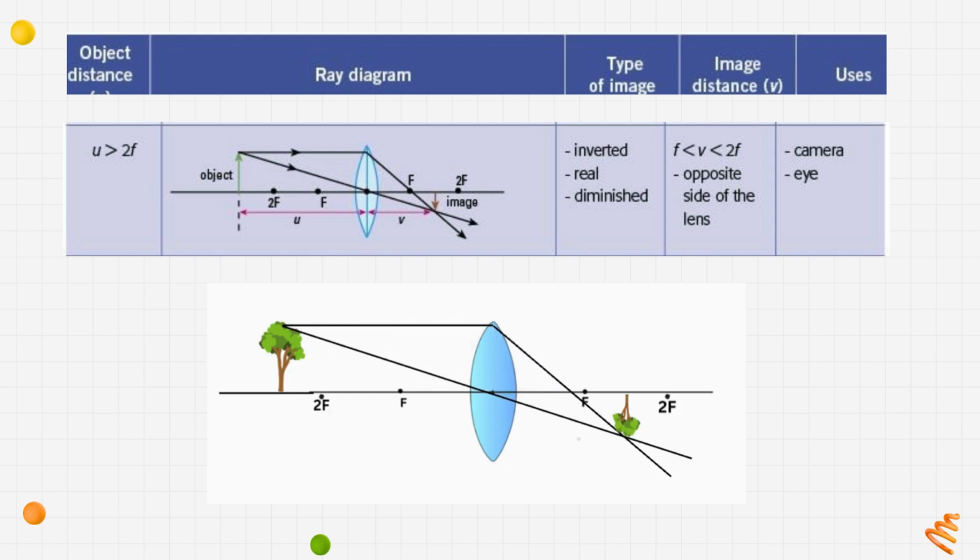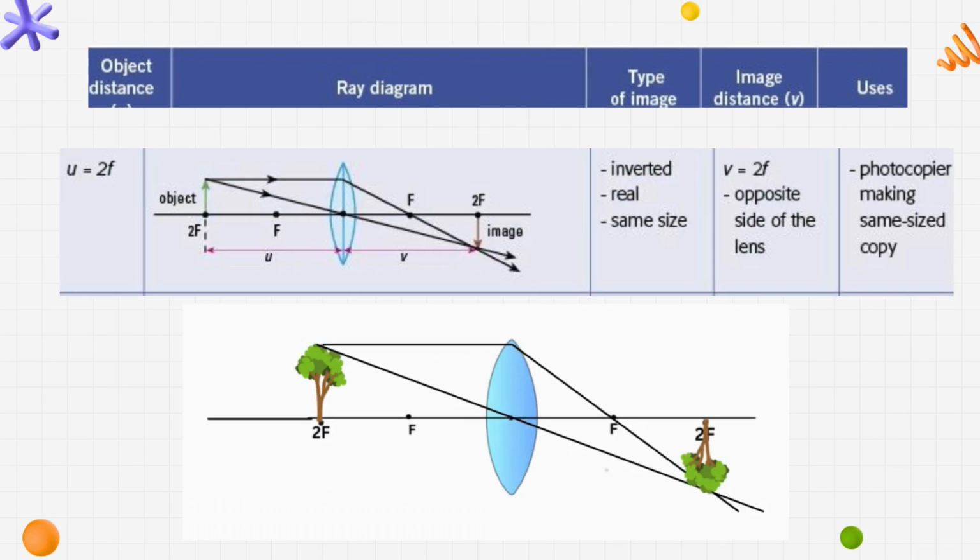When the object is placed beyond 2f, the image formed will be inverted, real, and diminished, and the image will be formed between f and 2f on the opposite side of the lens. This criterion is used in cameras and eyes. When the object is placed at 2f, the image formed is inverted, real, and the same size as the object, and it will be formed at exactly 2f on the opposite side of the lens. This criterion is used in photocopying for making same-sized copies.